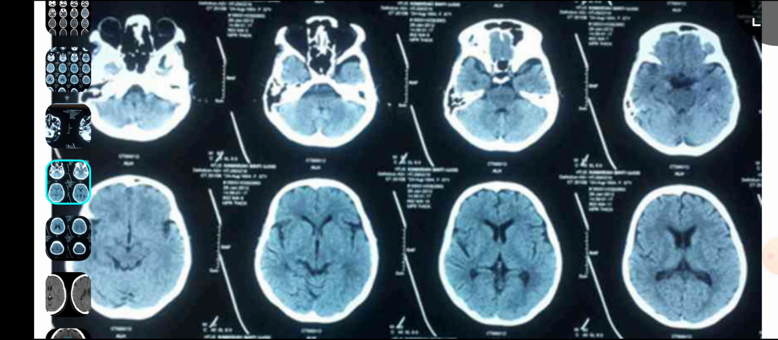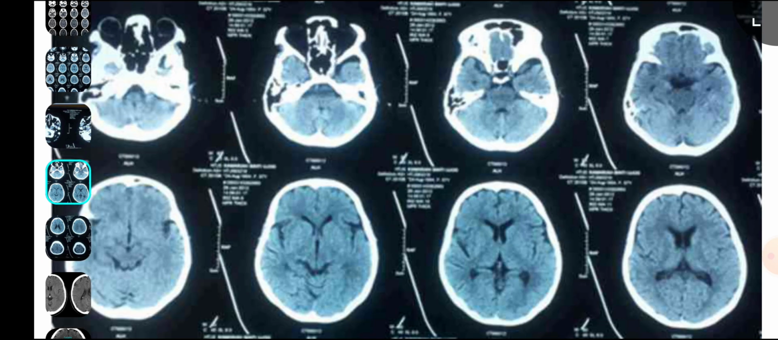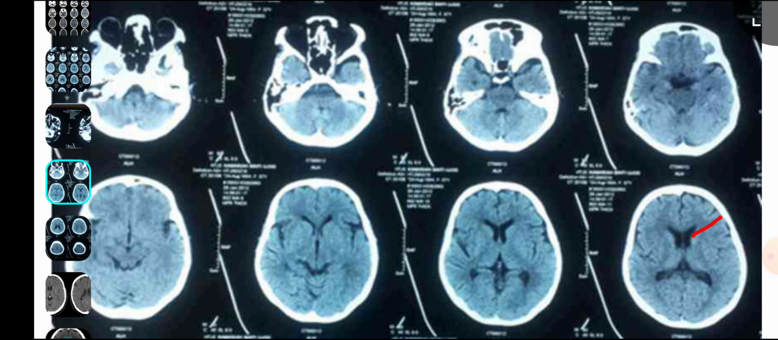Now let's go to identify the structures. Going from above, you see something over here. This is lateral ventricle, one on one side, other on the other side. Body of the lateral ventricle. Go a little down. This is now the frontal horn of lateral ventricle, because it's the frontal lobe, and this is occipital horn of lateral ventricle.